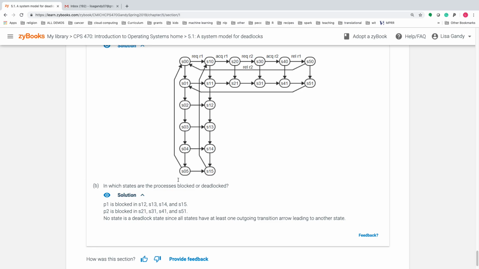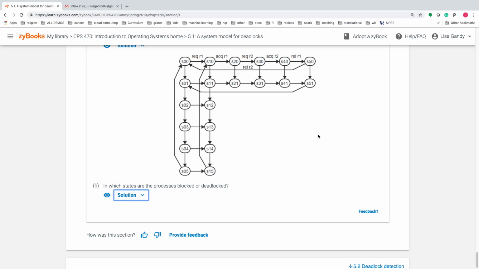Okay, so this is just one more thing to make sure we know, looking for blocked states. Which states are blocked? So let's look for the blocked ones and then we do the deadlock ones. Blocked means there's a way out. This is blocked by P1. It's 12.